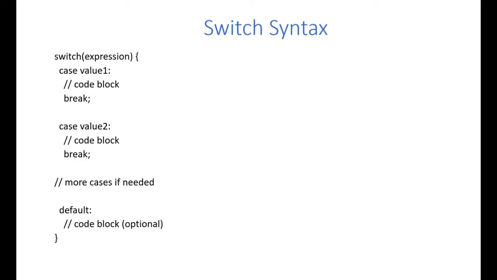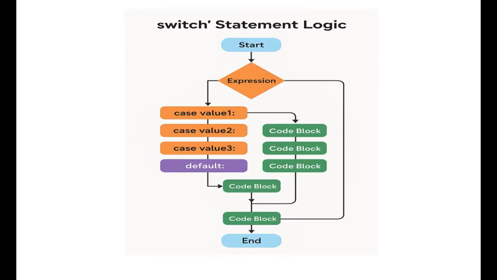The syntax of the switch statement is: switch, an expression or a variable, then case value 1, block of code, break. If I am in the switch statement and I provide a value, say choice 1, and choice 1 is I want to eat pizza, it goes to my case, and case 1 matches my expression, then my code will execute, and using the break statement I come out of the code. In this way we continue with the programming.